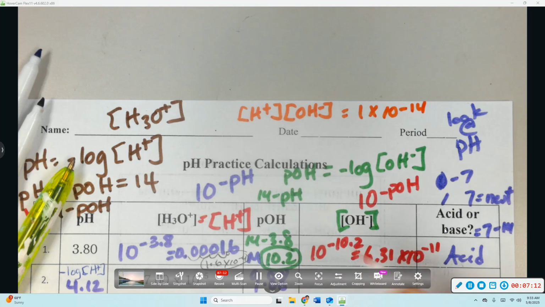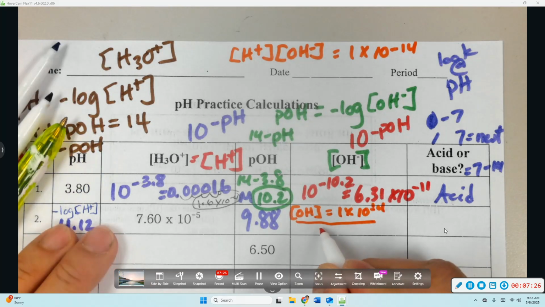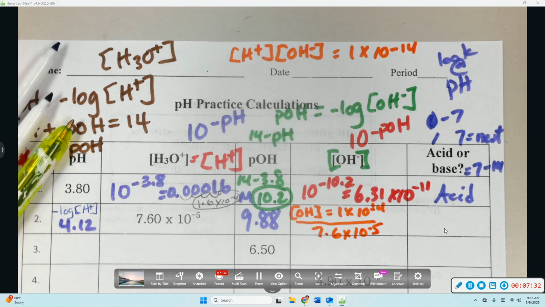So if you want OH, you can take OH equals 1 times 10 to the negative 14. Oops, out of space there, right? Divide by the H plus concentration, which is 7.6 times 10 to the negative 5. See, there's a lot more work, but you can do that.